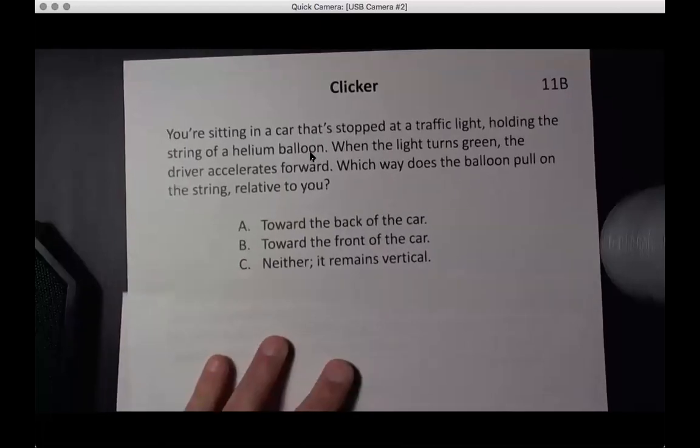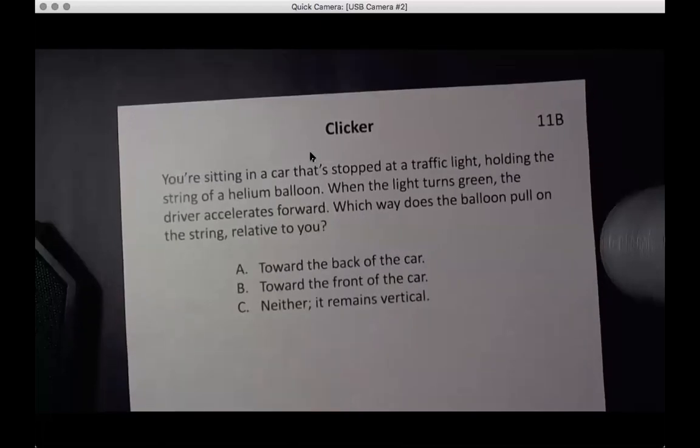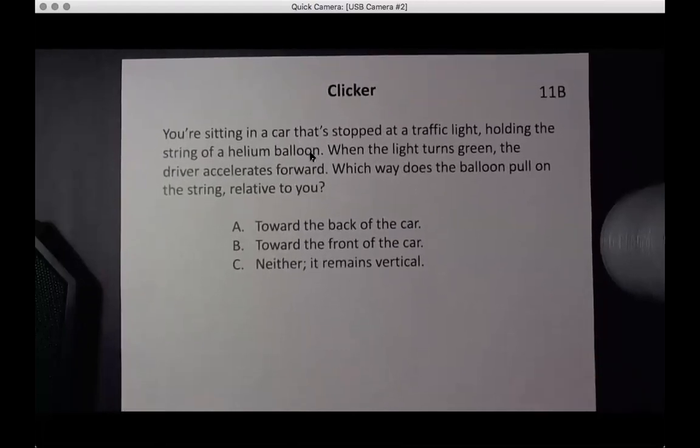And here's a little quickie quiz question. I actually promised you one of these. And here it is. You're sitting in a car stopped at a traffic light, holding the string of a helium balloon. The light turns green, the driver starts going forward. Which way does the balloon pull in the string relative to you?